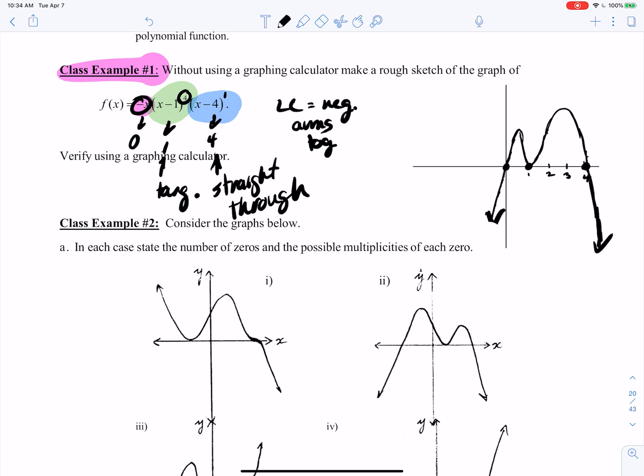Again, just a summary, we know this thing is degree 6. Therefore, the arms are together, and because there's a negative in front of everything, the leading coefficient is negative, so that puts the arms down here.